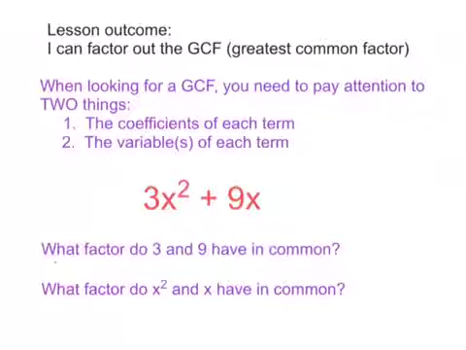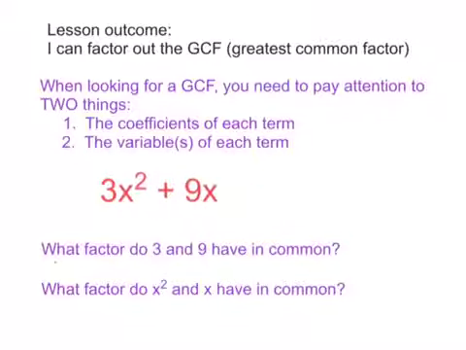If we're looking for the GCF of these two terms, we need to look at both terms, and we have to look at both parts of each term. Again, the coefficient, which is the number in front of the variable, so 3 and positive 9. And we have to look at the variable part, which is x squared for the first term and x for the second term. So a couple of questions. What factor do 3 and 9 have in common?